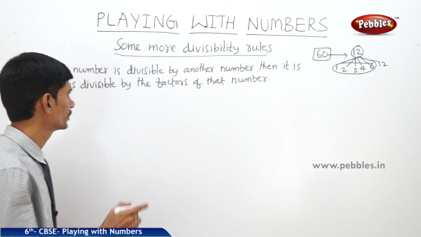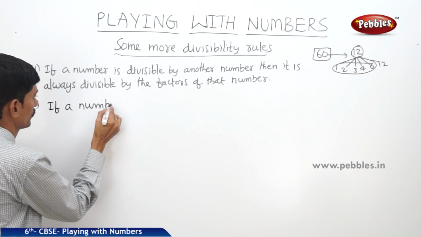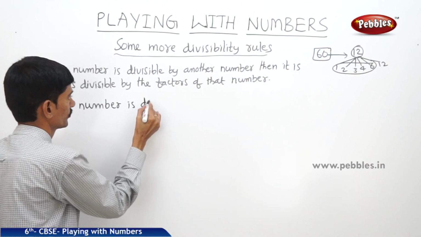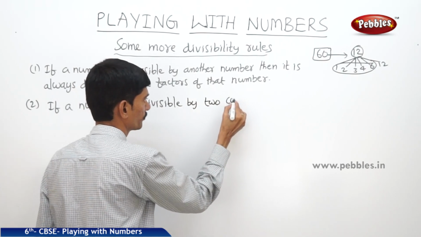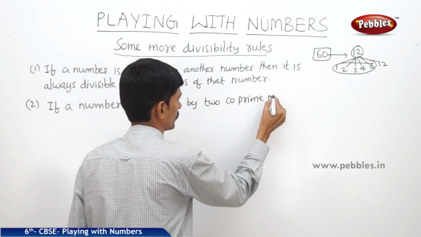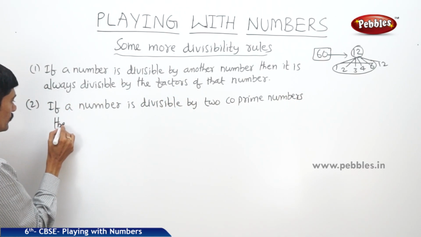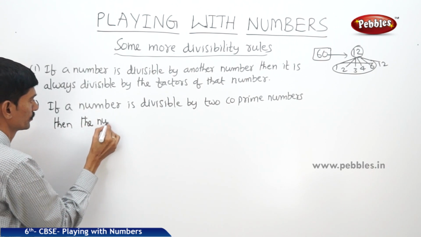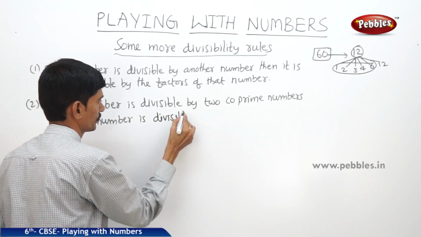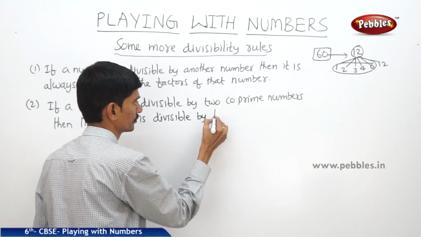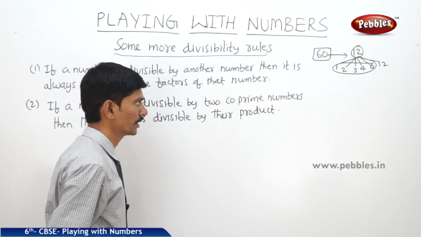Now let us take the second rule. If a number is divisible by two co-prime numbers, then the number is divisible by their product. Let us see an example.